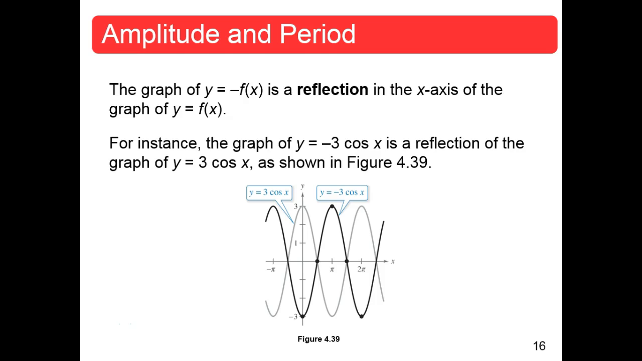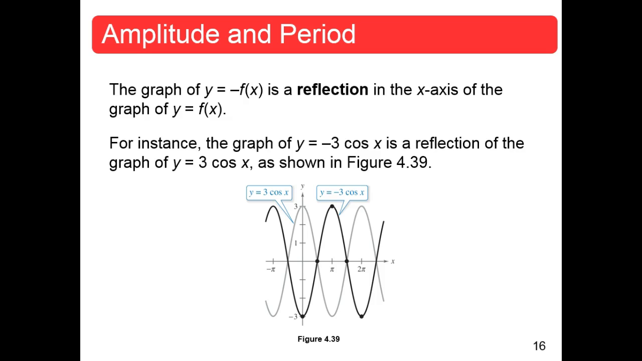Now, this seems like a weird place to put this, but it does make sense. The graph of y equals negative f of x. This is not necessarily a trig function. Let's say f of x looks like that. Negative f of x would look like this. You just negate everything. So that's a reflection in the x-axis of the graph of y equals f of x.